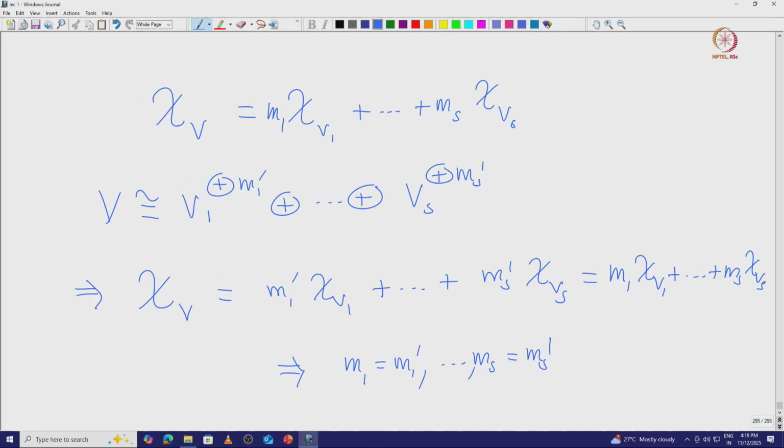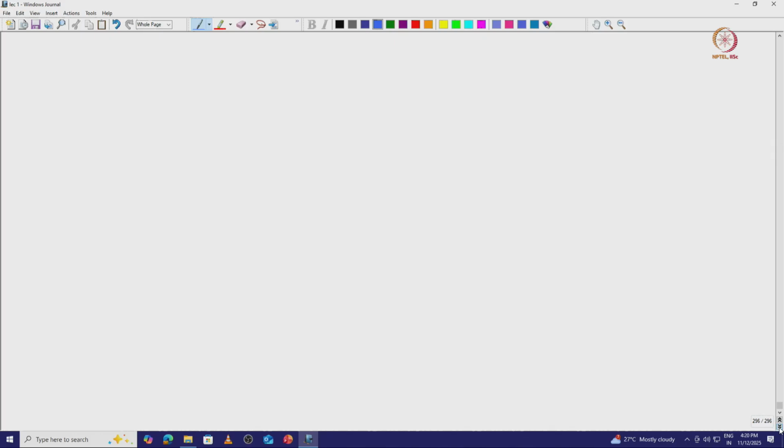Ms equal to Ms dash. So, that means the way we decompose V into a direct sum of irreducible representations is unique up to permutation and isomorphism. And in particular, if the characters of two representations are equal, then we can see that the corresponding representations will be decomposed into a direct sum of these irreducible representations.